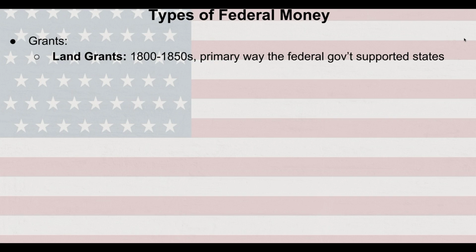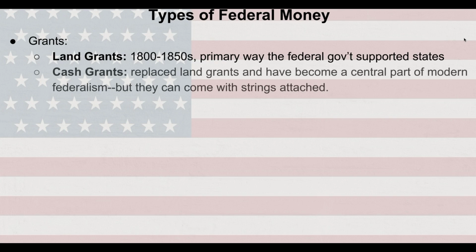And so they didn't have a whole lot of cash, perhaps, to give states in the 1800s to the 1850s, but they had land. And so they're going to provide land as a mechanism to entice states to do certain national objectives. And then we turn our attention to cash grants that are going to replace land grants and have become a central part of modern federalism. And so this is how we entice states to get on board with certain things. We're going to give them money for certain things, or withhold money until they do certain things. But as I've stated, it does come with certain strings attached.